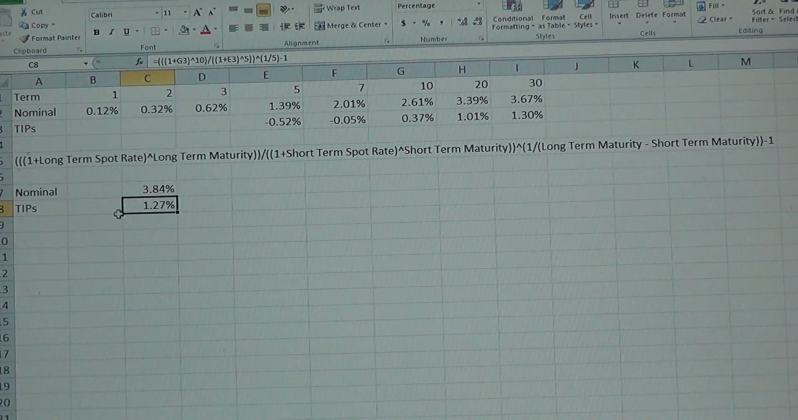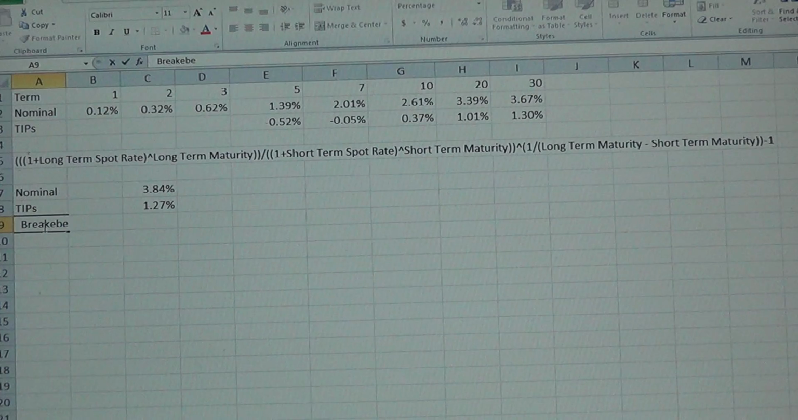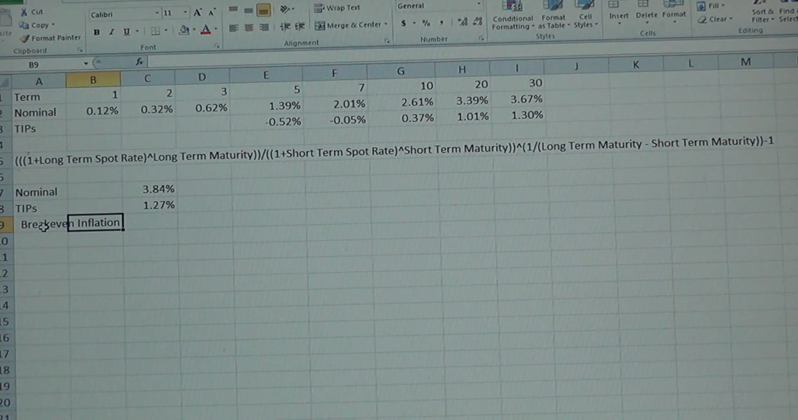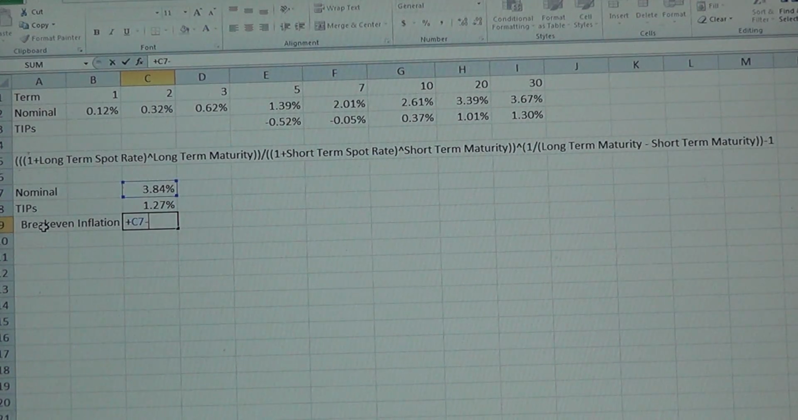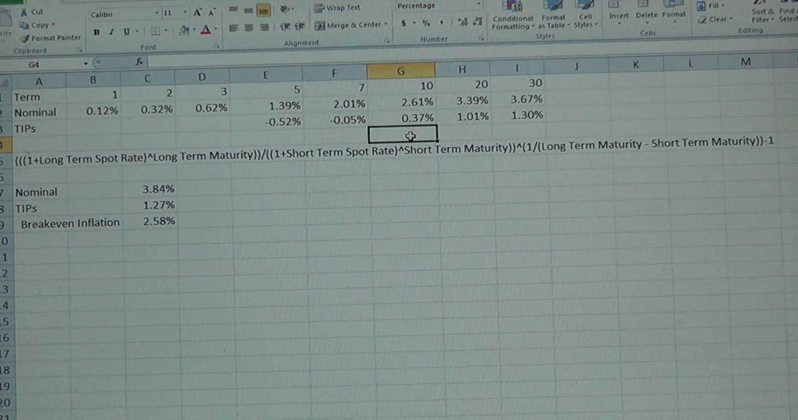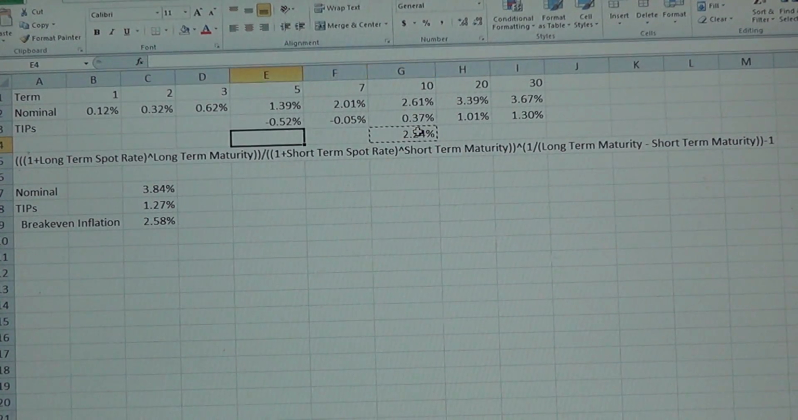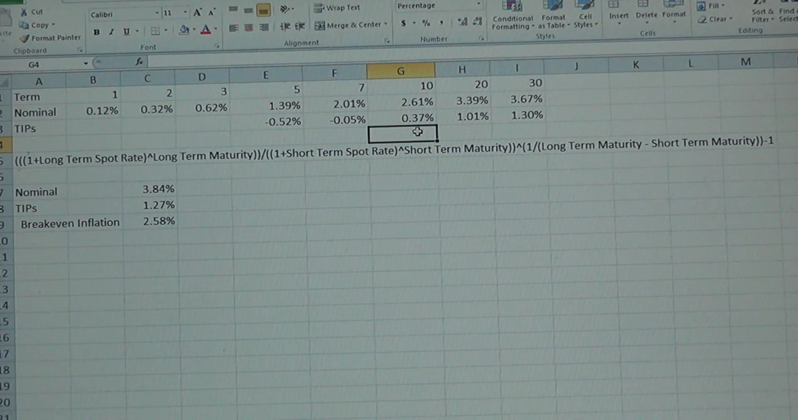And that tells us what the nominal 5-year forward rate, the TIP, inflation-linked 5-year forward rate, and now the break-even inflation is simply the difference in those two. 384 minus 127. If you compare that, if I just taken the 10-year and subtracted, I got 224, a much lower number. And if I just done that with the 5-year, I would have gotten 1.91%. So you can see we do get a substantially different number.